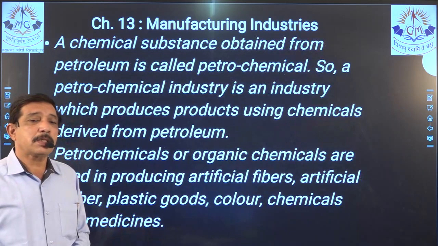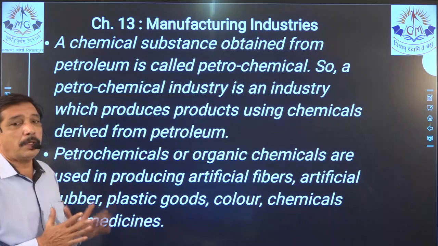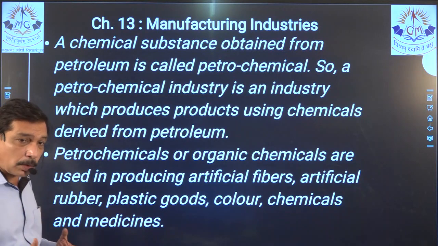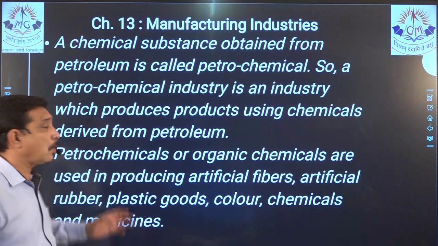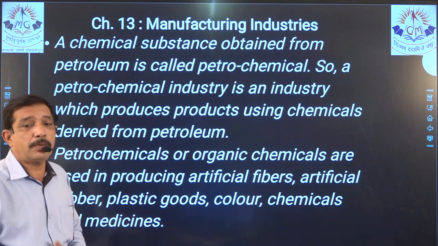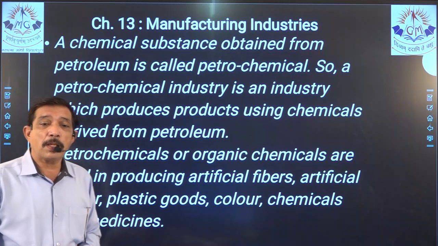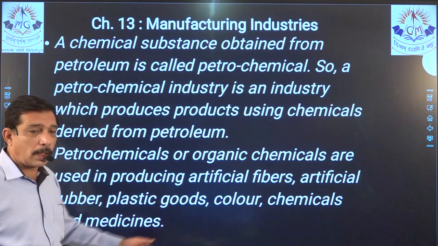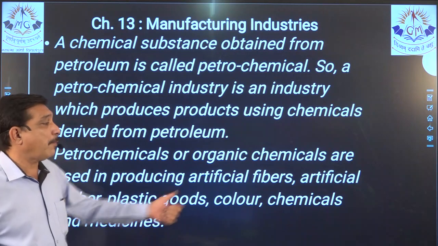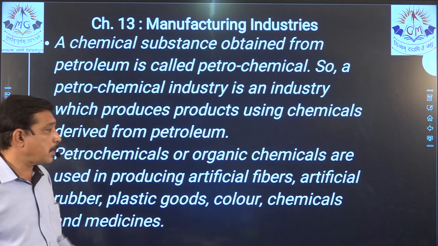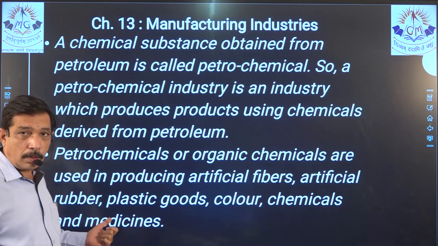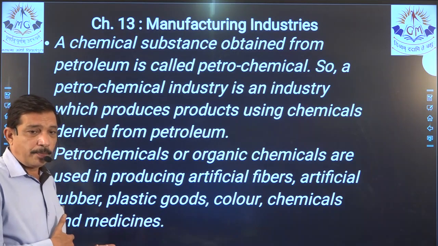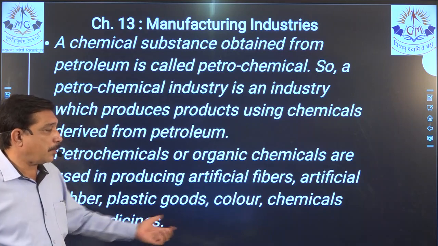A chemical substance obtained from petroleum is called petrochemical. So a petrochemical industry is an industry which produces products using chemicals derived from petroleum, that we just understood. Petrochemicals or organic chemicals are used in what? Making artificial fibers, that is synthetic fibers. Artificial rubber, yes, which is used in lots of places. Plastic goods, plastic is a byproduct of petroleum, so plastic goods are produced from that.